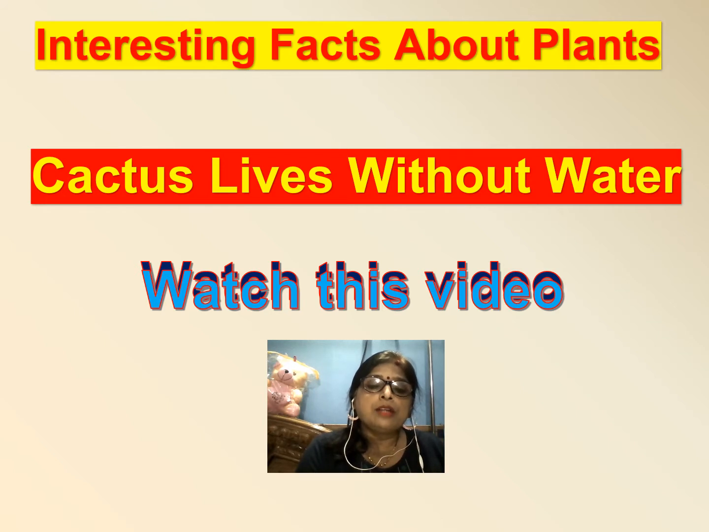In this video, we will know about the cactus plants. Cactus plant which lives without water. It grows on the desert areas. Some special features are found in cactus plants which helps them to live in the desert area. Means with the least water it can grow, it can survive its life. So you enjoy this video and know about the interesting facts about the plants.